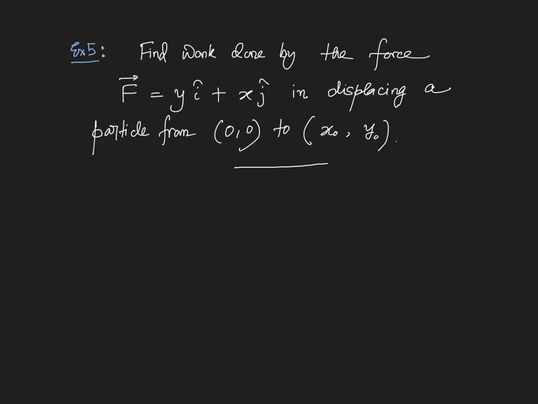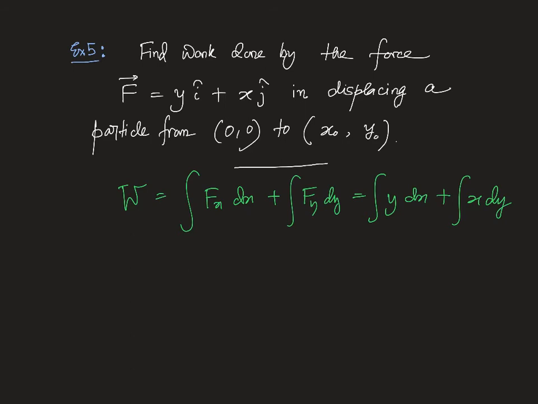We have to find work done by the force y i cap plus x j cap in displacing a particle from 0, 0 to x naught, y naught. This is also a variable force, as you can see, and we will apply the formula of work done. Integral fx dx plus integral fy dy. So as you see, fx equal to y, so integral y dx plus integral x dy. Now it may seem that it's impossible to integrate, but it's not so.